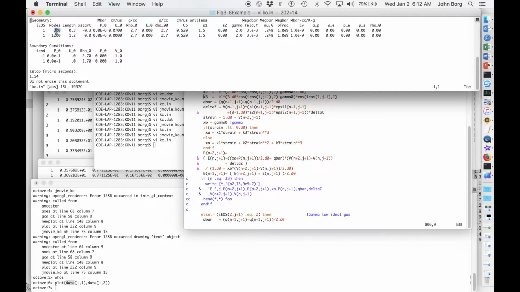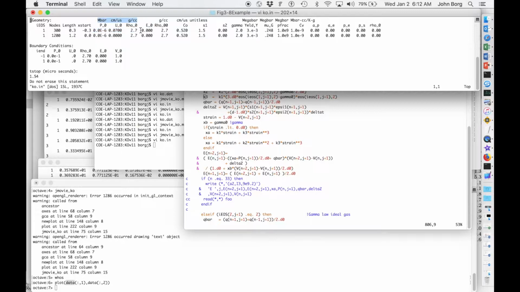This next number is the number of nodes. This is the number of Lagrangian nodes to discretize this material with, so 300. The length is 0.3 centimeters. And it starts at minus 0.3, so that means this material is going to run from minus 0.3 to 0 in the x domain. The initial pressure, velocity, and density are listed here. I think that's pretty straightforward. Here are the units that go along with that.